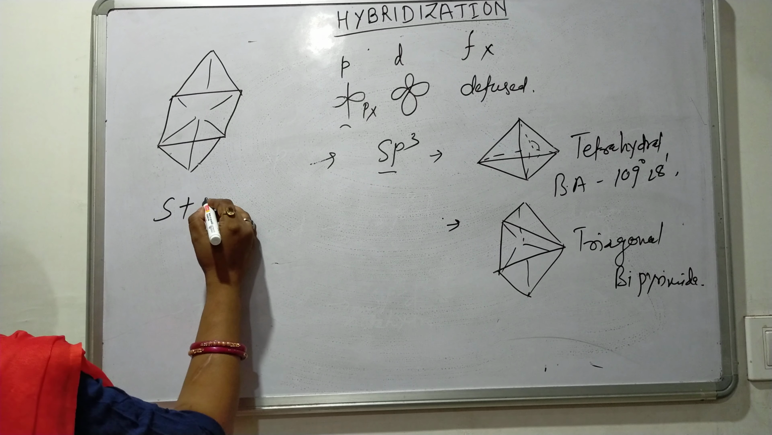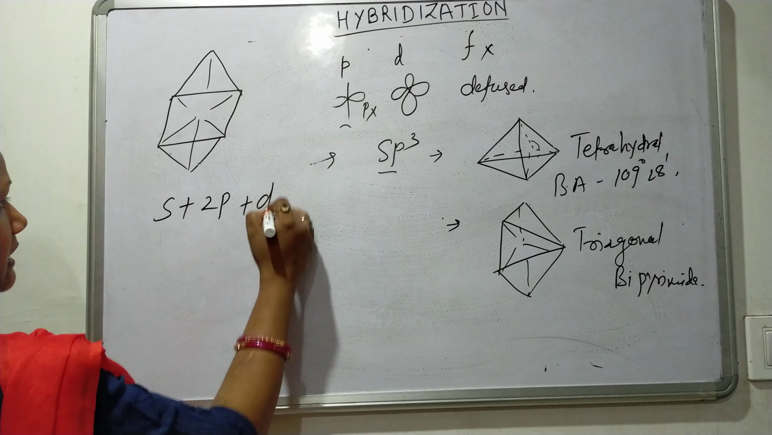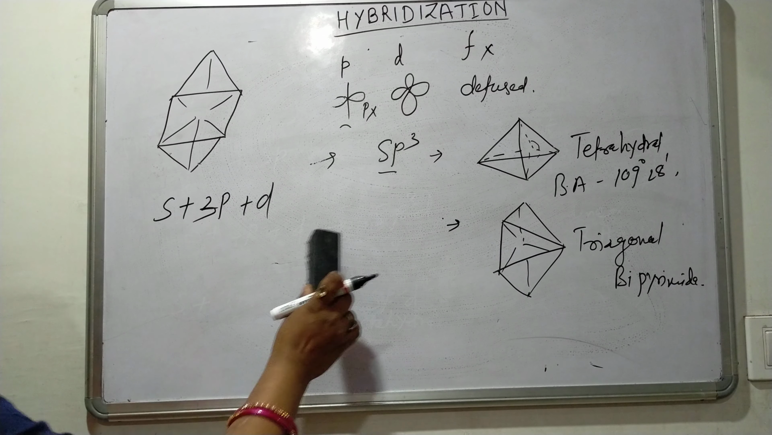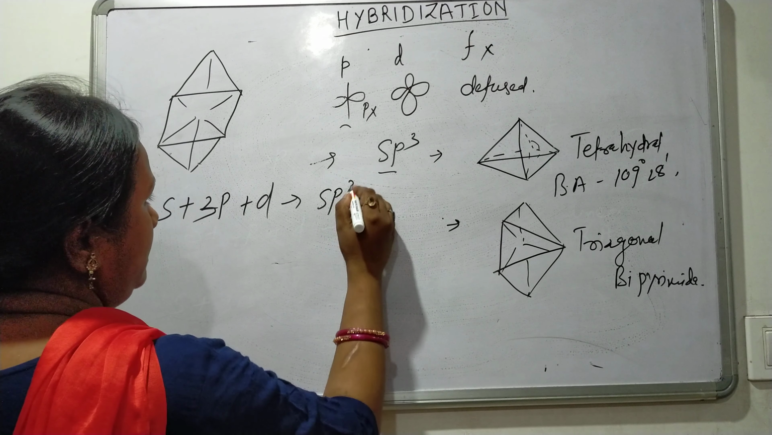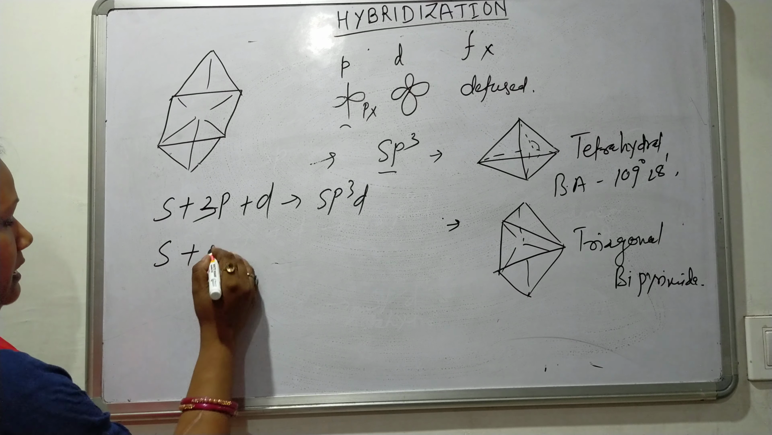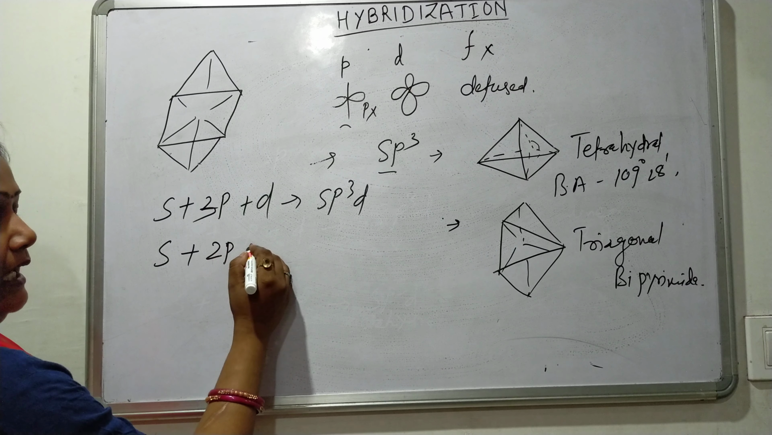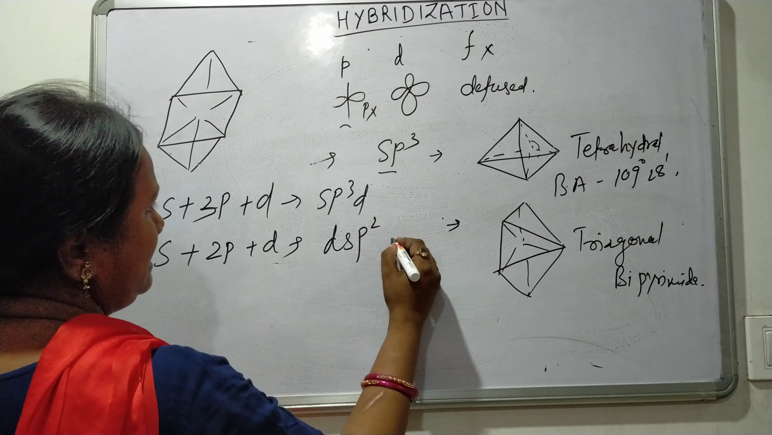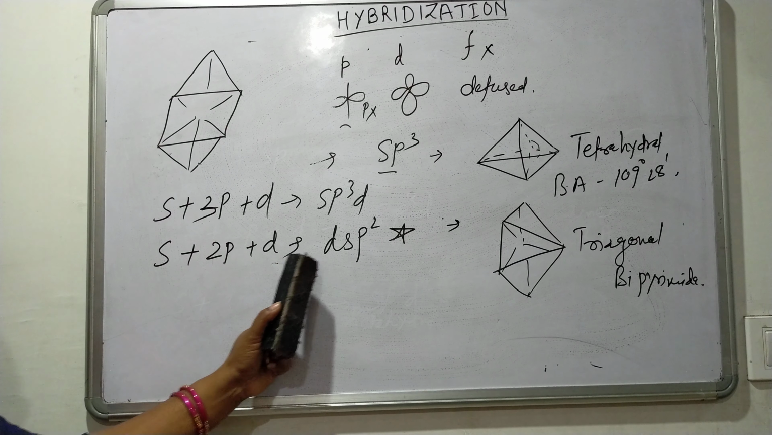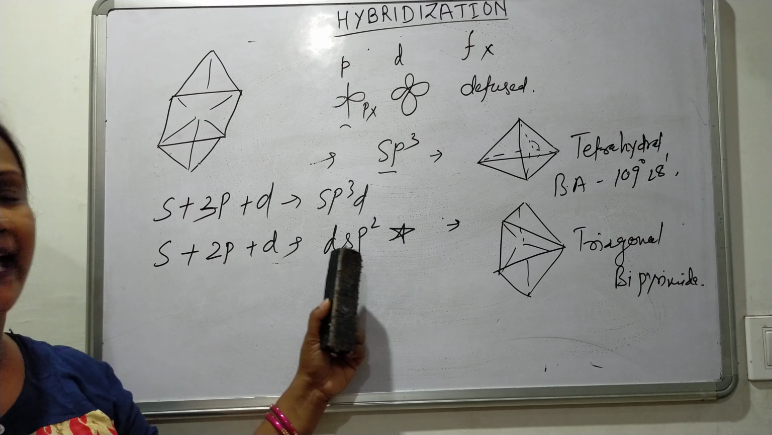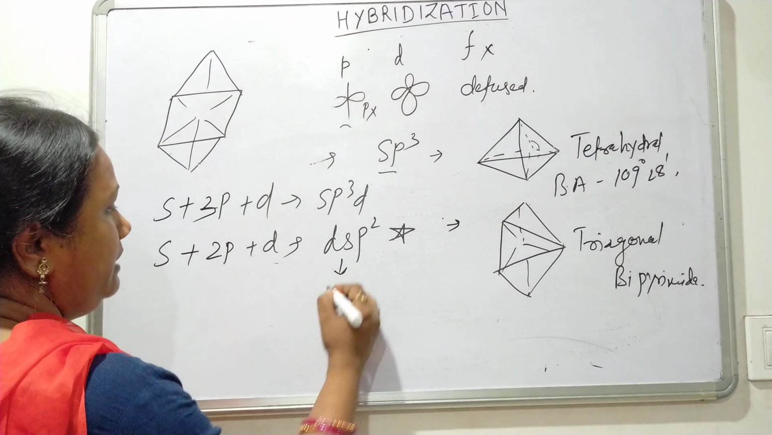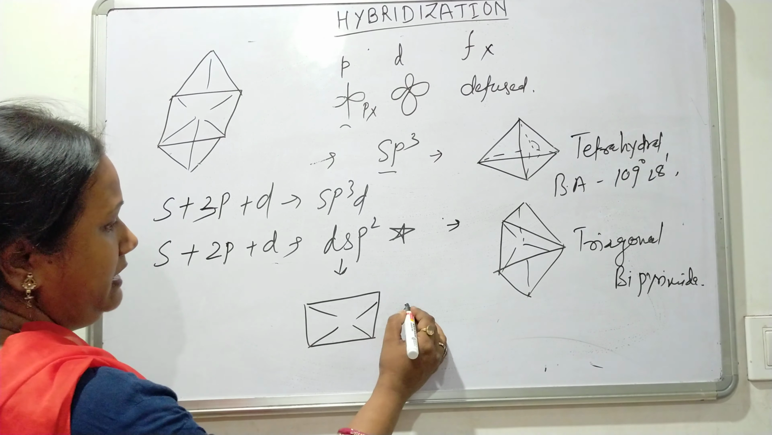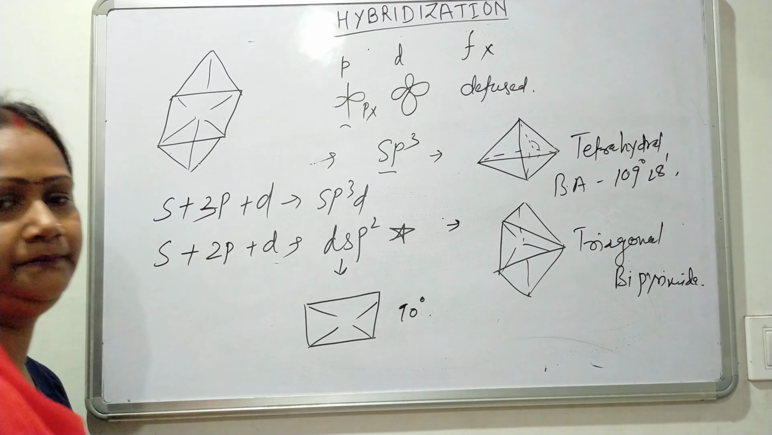When 1s, 3p and d orbitals are mixed together, we have already got sp3d. When 1s, 2p and d orbitals mix, then it forms dsp2. This is the special case in which the hybridization comes to dsp2. The dsp2 hybridization will have the square planar structure, with a bond angle of 90 degrees.